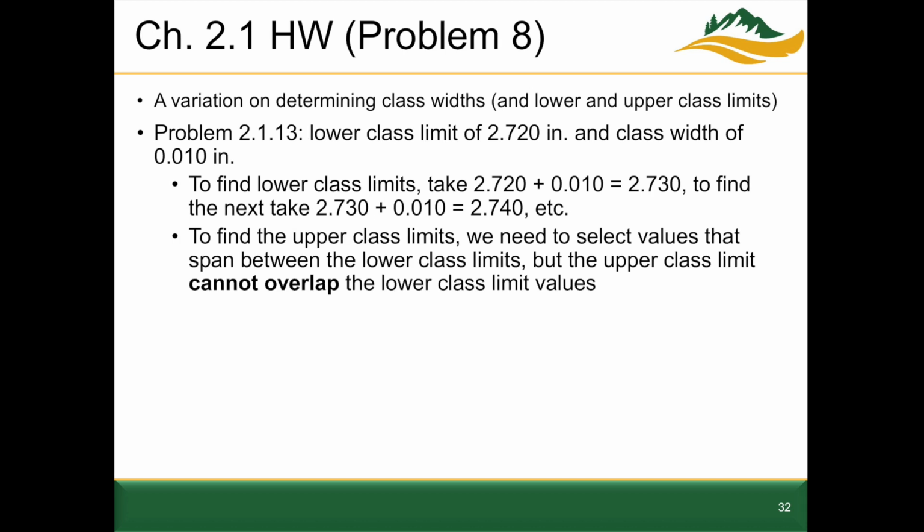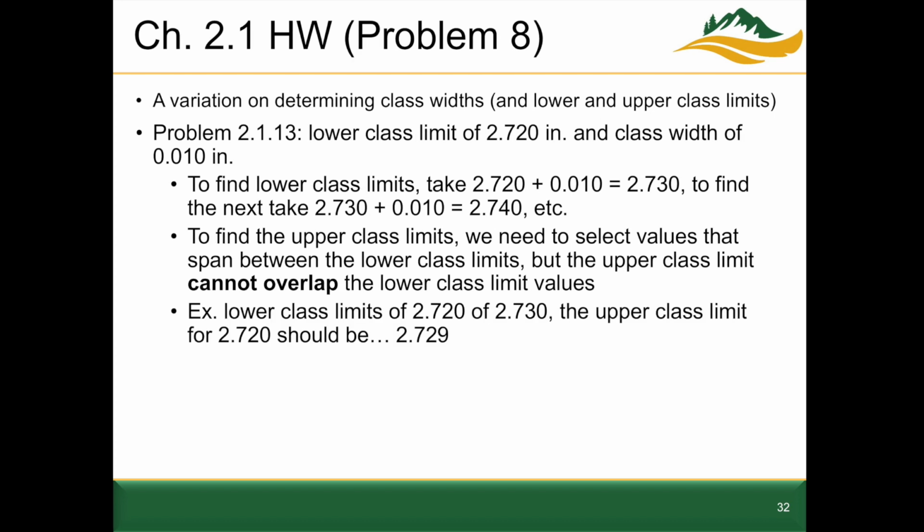One tricky thing here: to find the upper class limits, we need to select values that span between the lower class limits, but the upper class limit cannot overlap the lower class limit values. So let's talk about this one. Let's say we have our lower class limit of 2.720. The next lower class limit is 2.730. So we need to select an upper class limit that spans between these lower class limits, but it doesn't overlap either of these lower class limits.